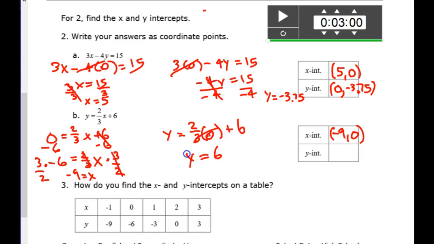Y equals 6, so that's 0, comma 6. Any questions on those two, or on number 2, A and B? Number 3, now this is a table, so it can be easy. What are we looking for the x-intercept on this table?